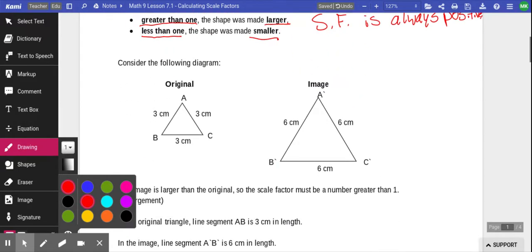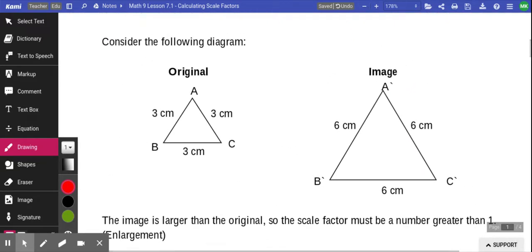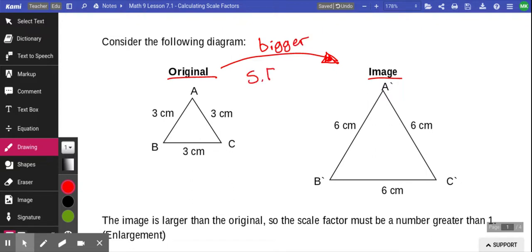An example. Let's look at this question right here. So we have two triangles. We have the original triangle. We have the image triangle. So the original turned into the image somehow. By looking at these, I can clearly tell that it got bigger. Because it got bigger, the scale factor has to be greater than 1. That's what that says. Because it got larger.